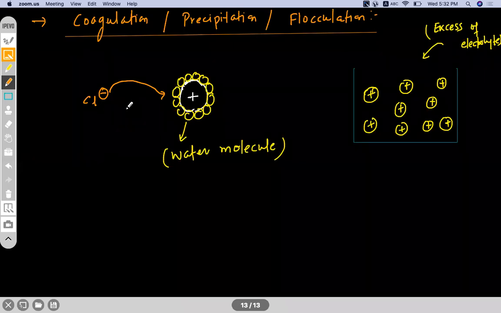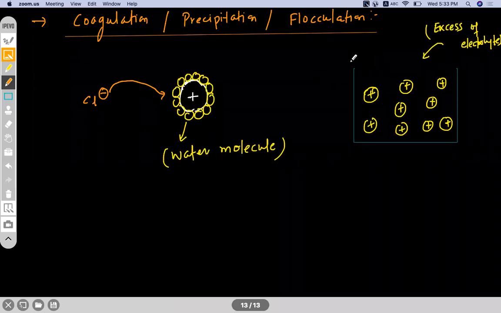But this does not go with lyophobic sol, because it is water repellent. Water does not form a layer. You add an electrolyte over here, enough excess of electrolyte, it will neutralize the positive charge and coagulation takes place. So how do we prevent the coagulation of lyophobic sol? That is also one case we have. First of all, you see, the coagulation of lyophobic sol can be carried out by boiling. Just write point-wise, you don't have to write down the entire theory over here. Second one, by mixing two oppositely charged sols.